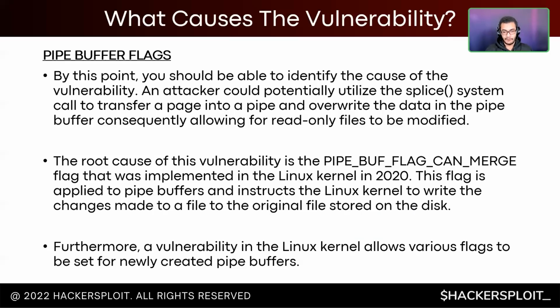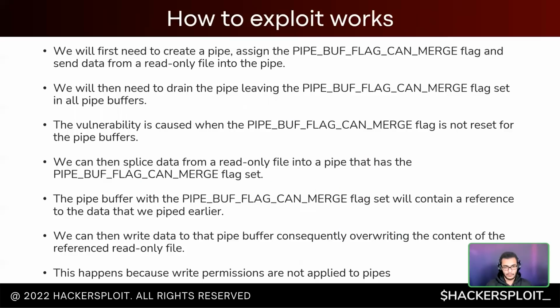Furthermore, a vulnerability in the Linux kernel allows various flags to be set for newly created pipe buffers. So the actual exploit takes advantage of the PIPE_BUF_FLAG_CAN_MERGE flag, and this vulnerability that allows you to set specific flags for new pipe buffers. So if we take a look at how the exploit works, this will really start to clarify a lot of things. So the exploit works by firstly creating a pipe.